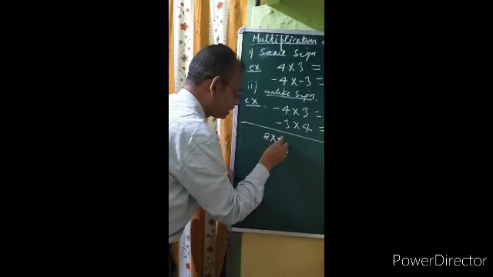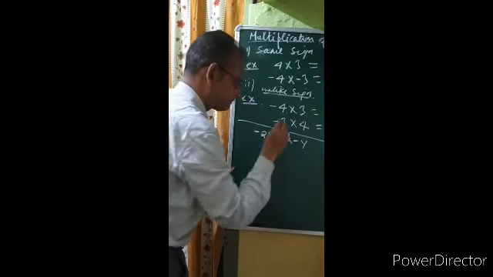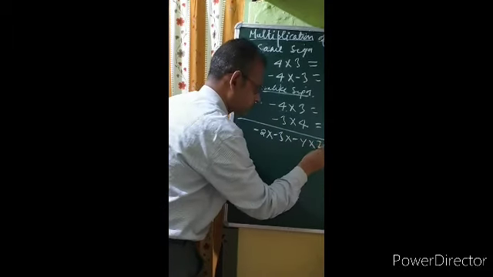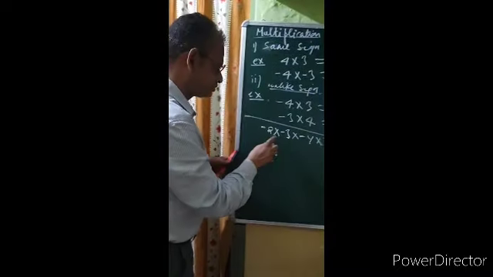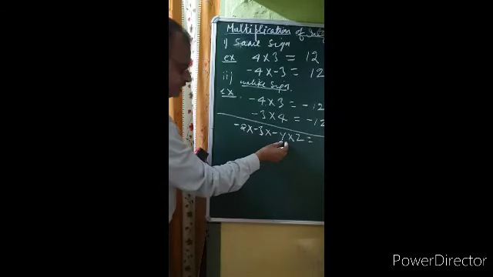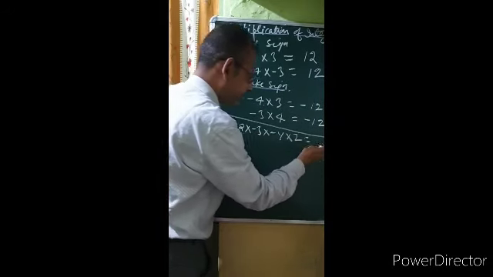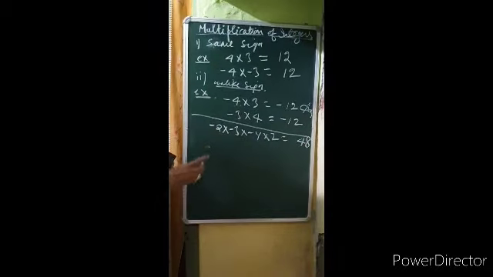2 into -2 into -3 into -4 into 2. Okay, what is the answer? We will multiply the absolute value of all these integers. 2 3s are 6, 6 4s are 24, 2s are 48. So 48 is the answer.